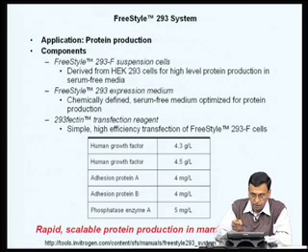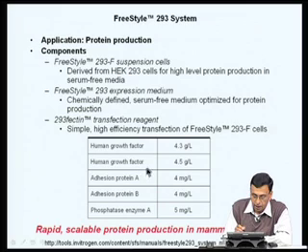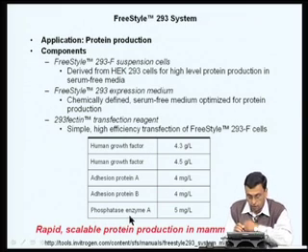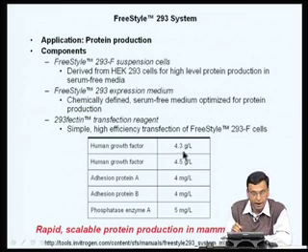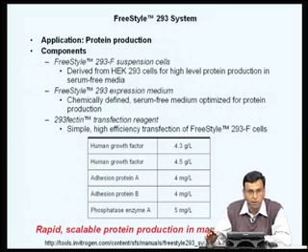For example, using this kind of a Freestyle 293 system, it has been shown that a number of proteins can be expressed at very high levels, from grams per liter to even milligrams per liter. A very high level of expression can be obtained using these kinds of commercially available vectors and commercially available cell lines.